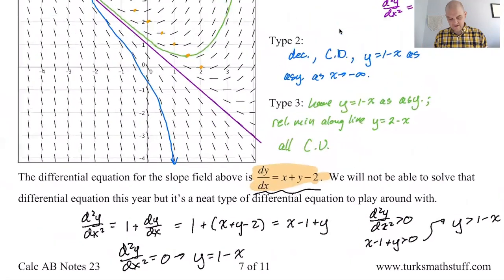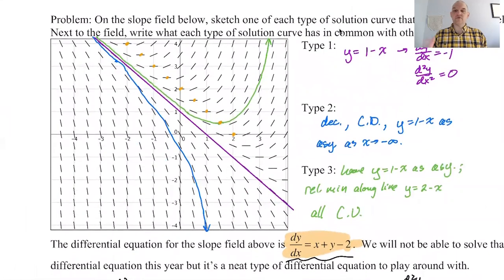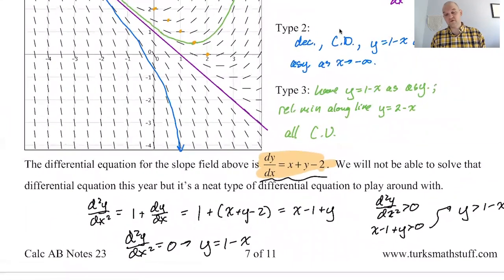And you can see that in the slope field. You can actually identify it. So if it asks for the relationship between x and y when the solution curves are concave up, I would say that y is greater than 1 minus x. You get concave up. And I would prove it by doing this whole second derivative thing. So that's why I wanted to do that.